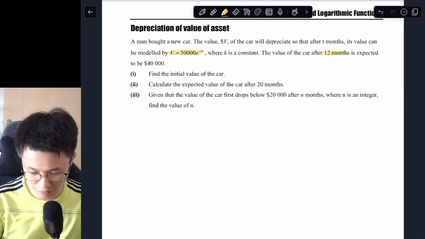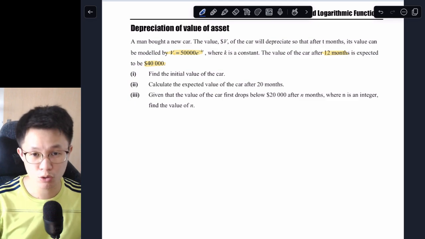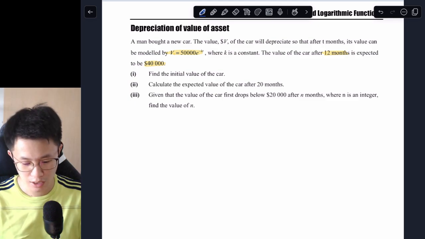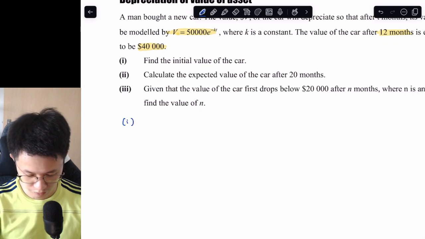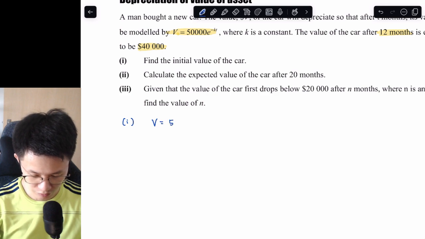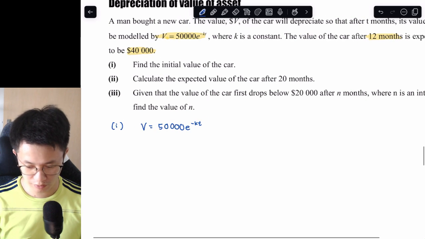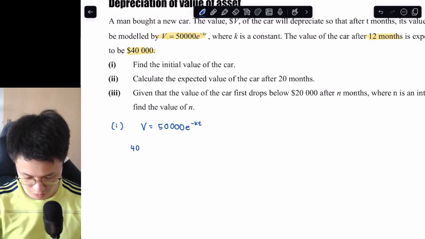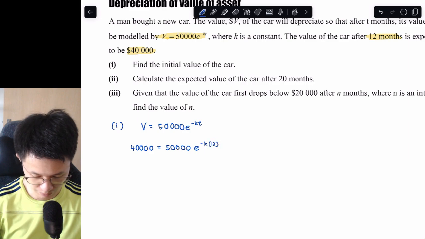Right, so the value of the car after 12 months is expected to be $40,000. Usually this statement will help us find unknown constants, and that will help us find the initial value of the car. So from here, the first step is we have V equals 50,000 e to the power of negative kt, and after 12 months it is expected to be 40,000. So at 12 months, $40,000 equals 50,000 e to the power of negative k times 12.